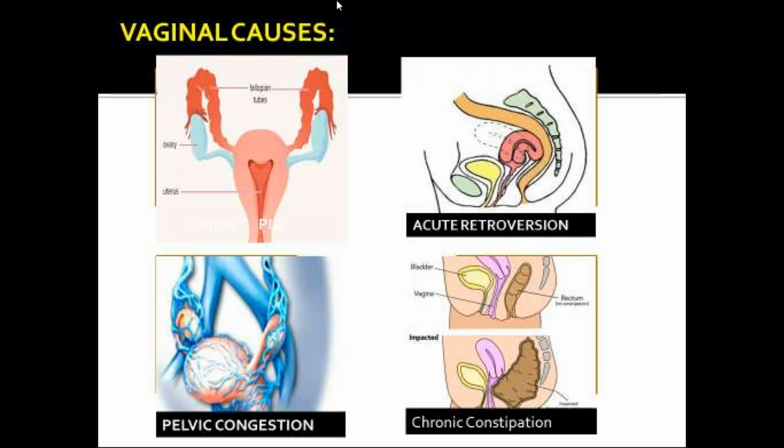Next, coming to the vaginal causes of leukorrhea, you can see the uterus and tubes, and there is pelvic inflammatory disease here. You can see a chronic condition, that is pelvic congestion, and this is acute retroversion. You can see that this is anteversion. Anteversion is, this is the axis, it is turning forwards. When it is turned backwards, it is retroversion. And this is chronic constipation.